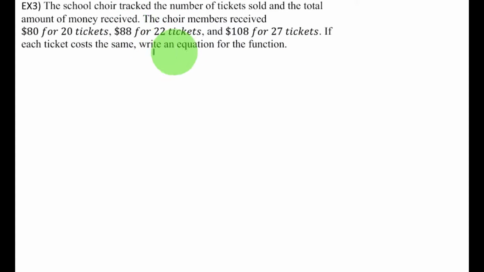Okay, let's highlight the key information from this problem. The first thing I see is that the choir is tracking the number of tickets sold and the total amount of money received. The members received $80 for 20 tickets, $88 for 22 tickets, $108 for 27 tickets, and if each ticket costs the same, this is key, so I'm going to highlight that each ticket costs the same. We want to write an equation for the function.